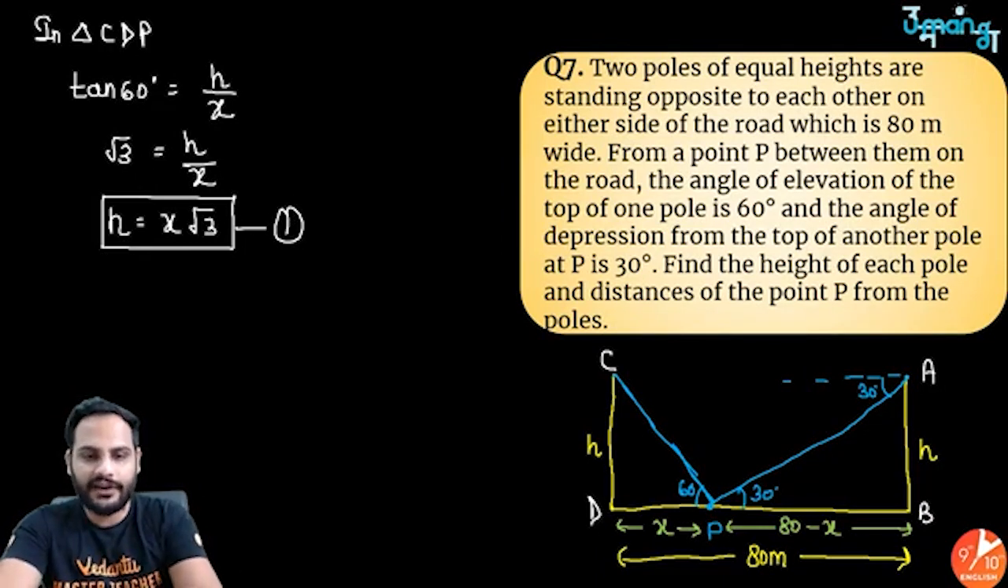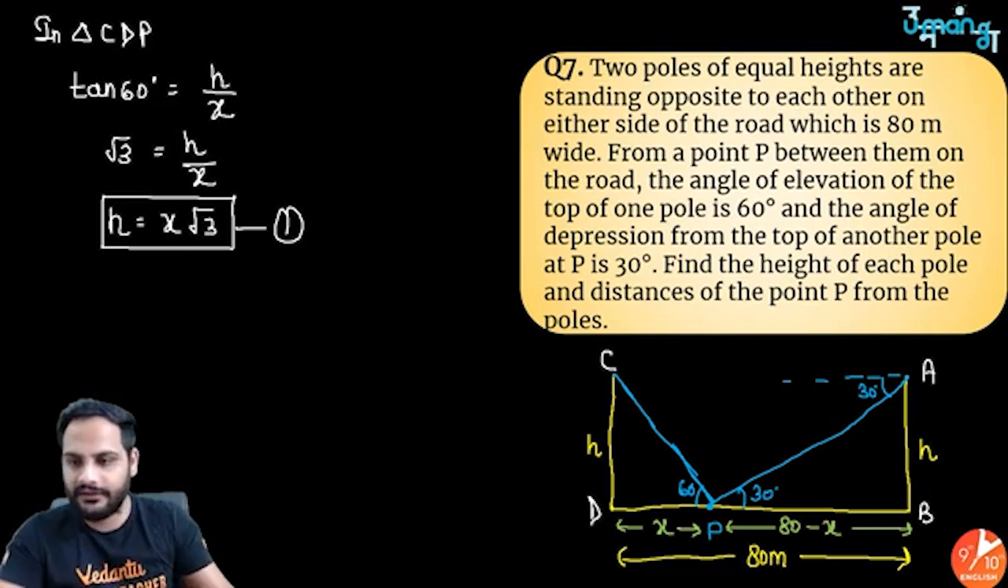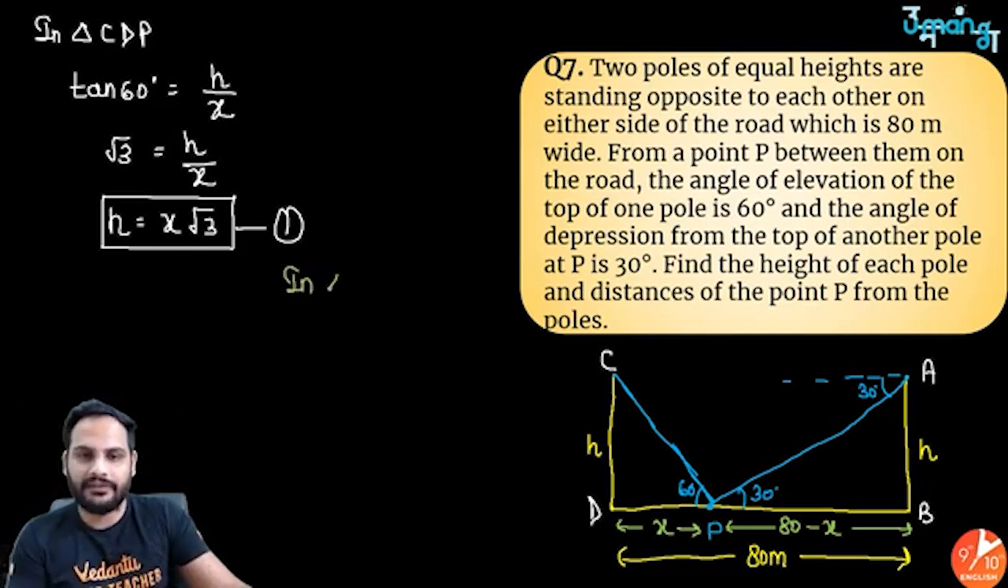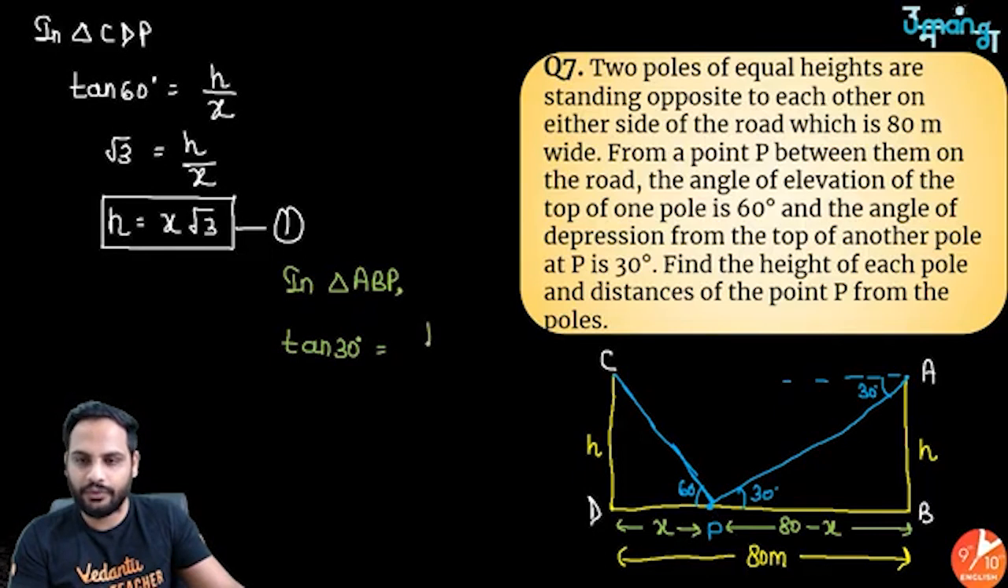Then let's go for the second triangle. The second triangle is triangle ABP. So now I will say, sir, in triangle ABP, we have tan 30 degree is equal to H upon 80 minus X. Tan 30 is 1 by root 3 is equal to H upon 80 minus X.